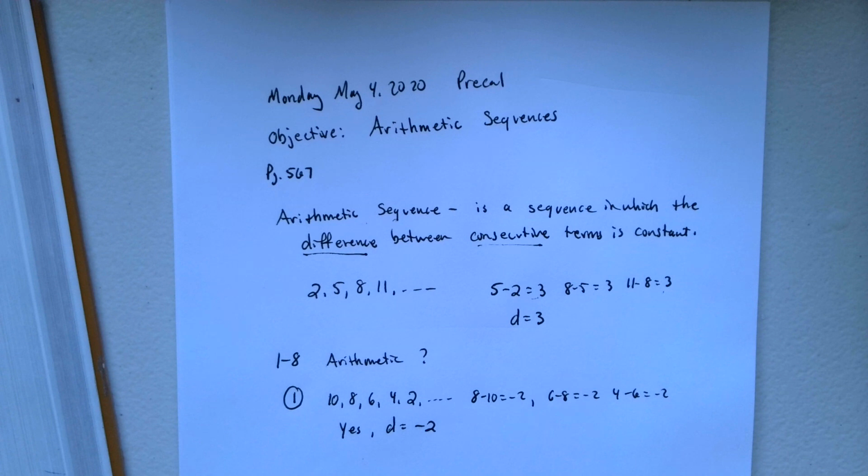So we say that we're adding to get the next term. It could be a negative number. So this is going down because we're adding a negative 2 each time.